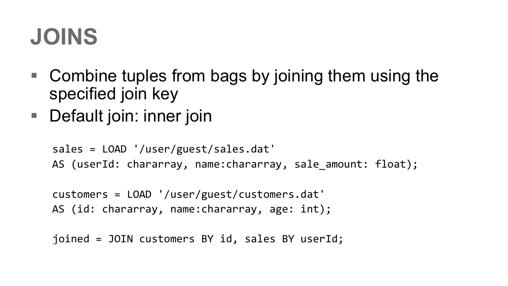Joins are combining tuples from bags, and we are going to join them using the specified join key. The default join is inner join, and here is an example. We are going to load some sales, providing the schema with the user ID, name, and sale amount. Then we are going to load some customers where we have the ID, name is character array, and age is integer. And you can imagine how we are going to do the join. We will say join customers by ID and sales by user ID. Result is the joined relationship.